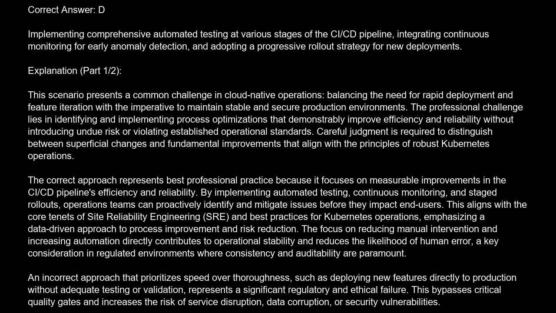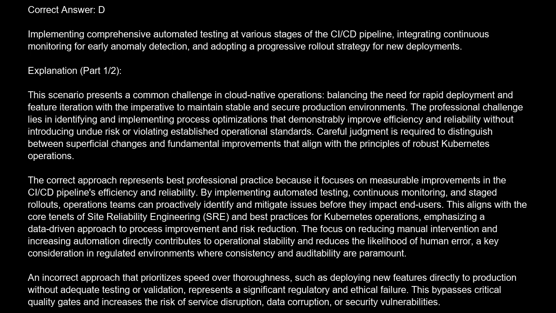The correct approach represents best professional practice because it focuses on measurable improvements in the CI/CD pipeline's efficiency and reliability. By implementing automated testing, continuous monitoring, and staged rollouts, operations teams can proactively identify and mitigate issues before they impact end users. This aligns with the core tenets of site reliability engineering, SRE, and best practices for Kubernetes operations, emphasizing a data-driven approach to process improvement and risk reduction.